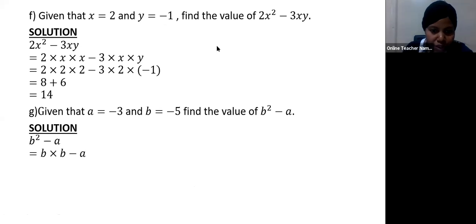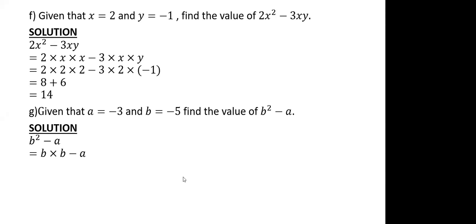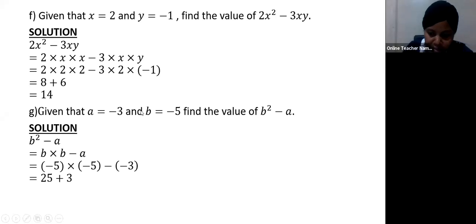So what we are going to do is to substitute. Where there's B, we'll put a -5, and where there's A, we'll put a -3. So -5 times -5 is going to give us a +25. Minus a negative is the same as a positive. So we have 25 plus 3, which will give us a 28. So we continue.